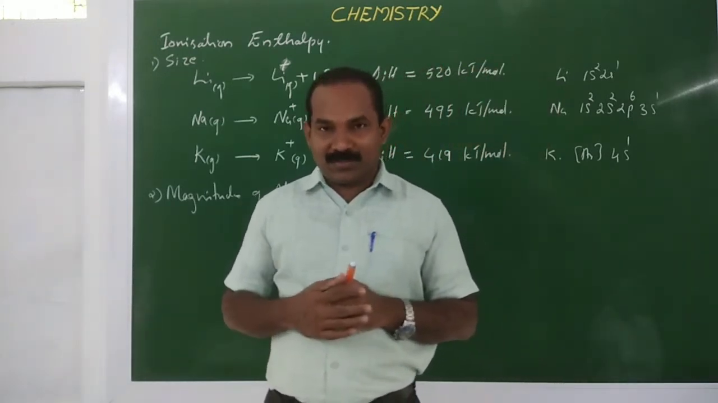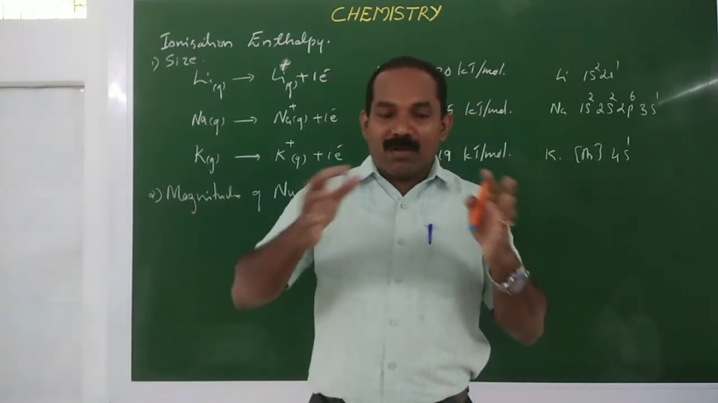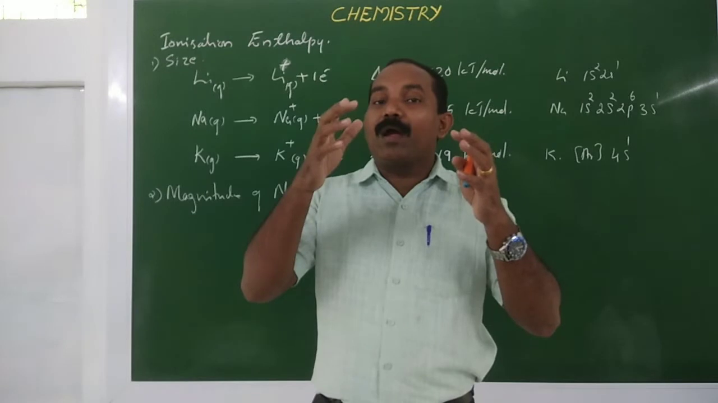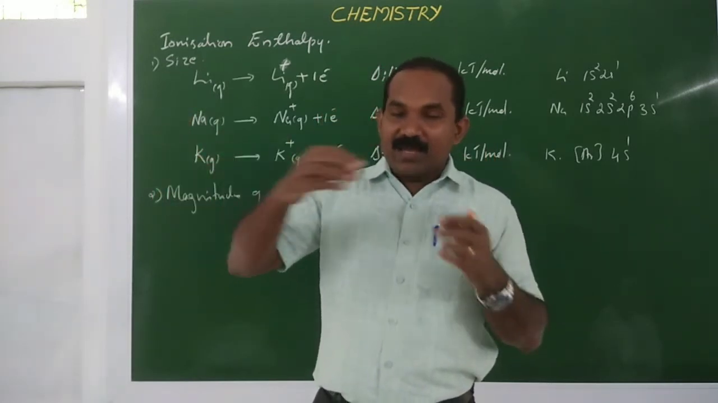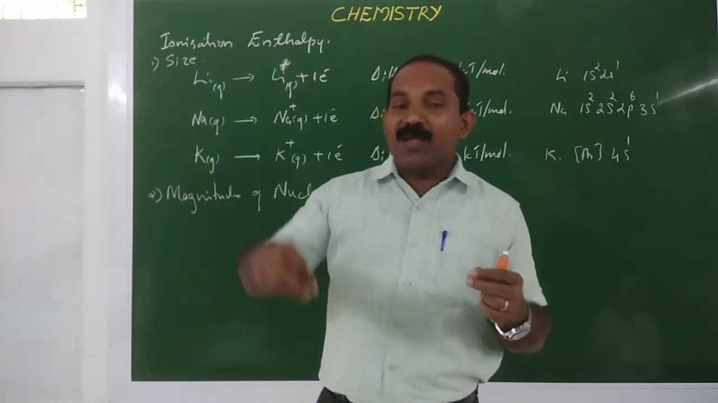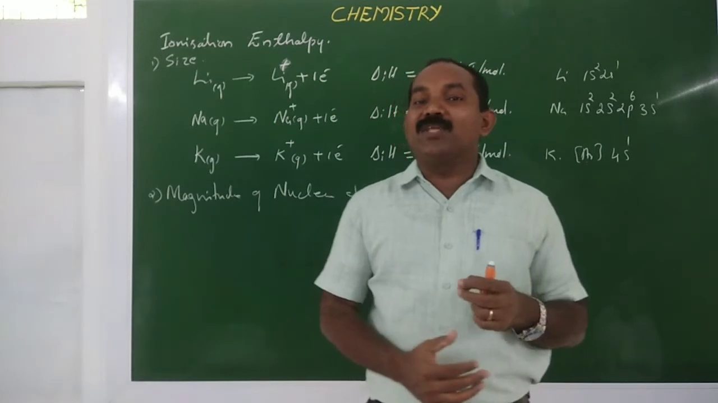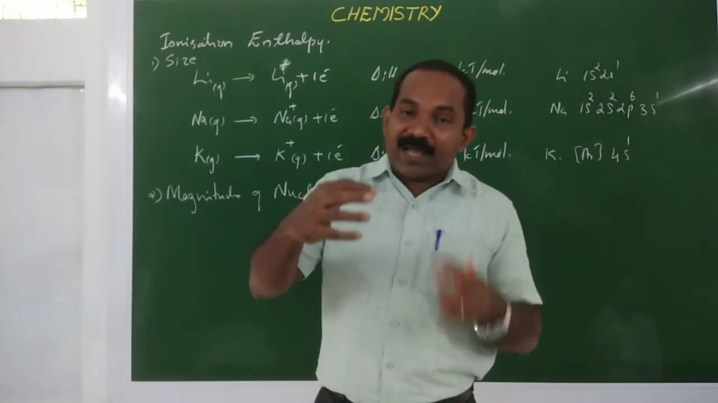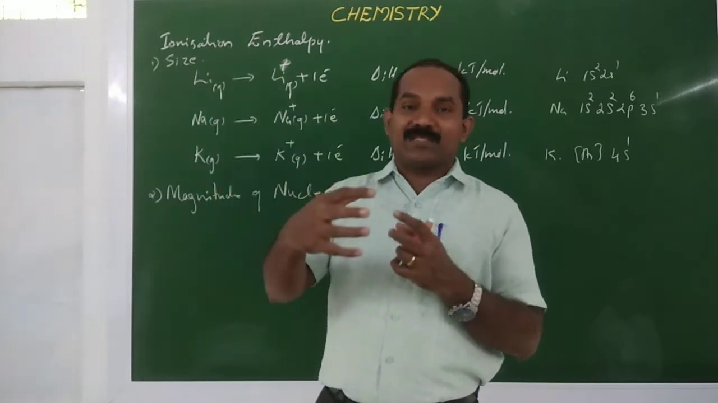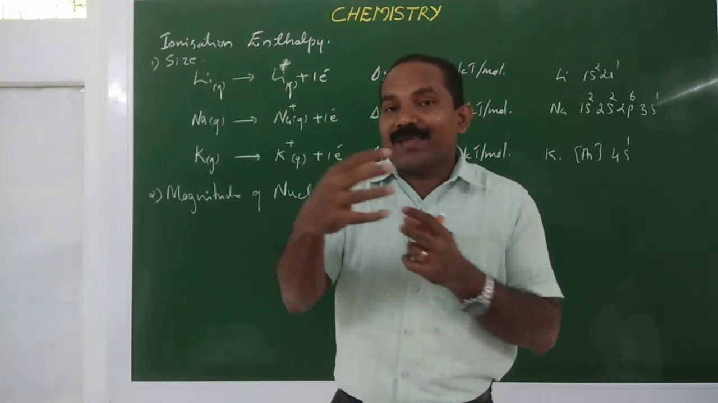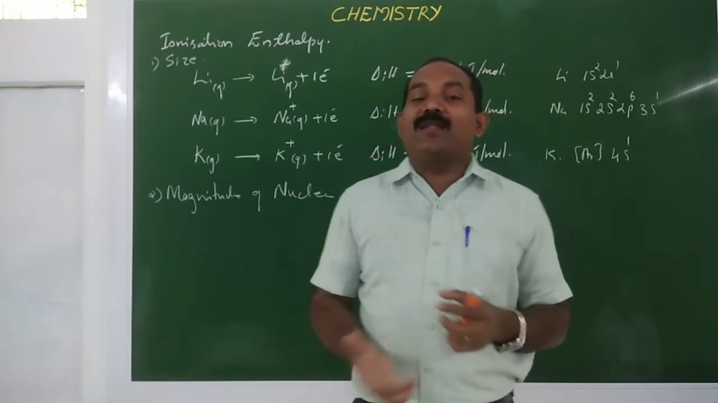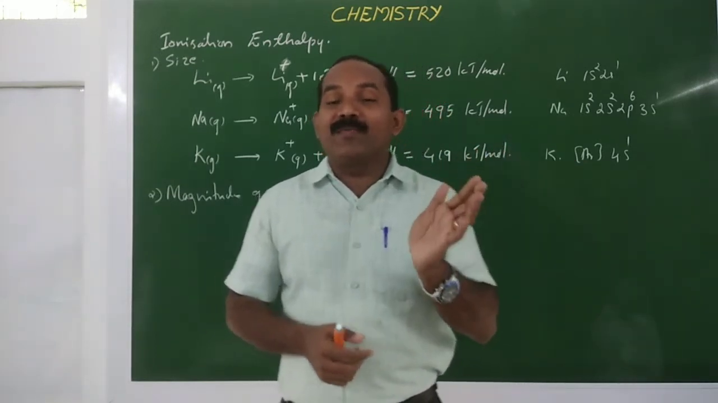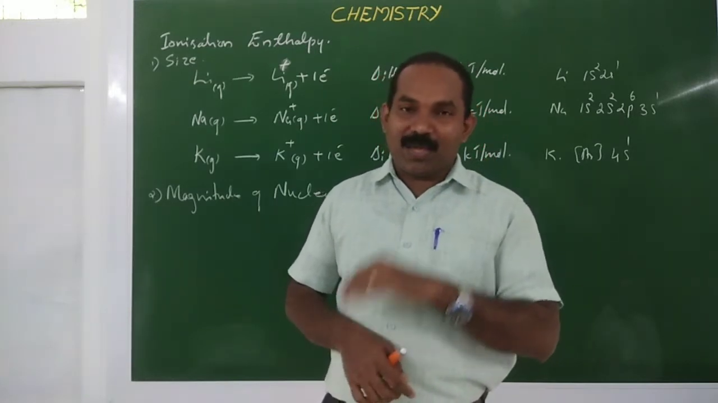Size increases, nucleus and valence shell attraction decreases, and as attraction decreases, ionization enthalpy decreases. But if nuclear charge increases, the attraction between the nucleus and valence shell electron increases, and the nucleus firmly holds the valence shell electron, and therefore the ionization enthalpy increases. Lithium is 520, beryllium is 899.